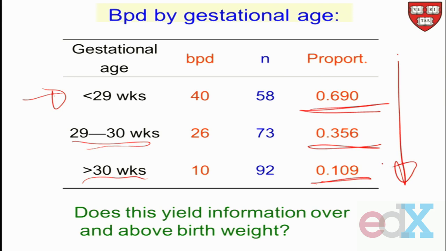Remember that we said the baby had to survive at least 1 month in order to be a candidate to determine whether they had BPD or not. So just remember that this isn't for all babies born less than 1750. This is for those who survived 1 month. Mortality at this age is sizable. The proportion with BPD also goes down with gestational age.